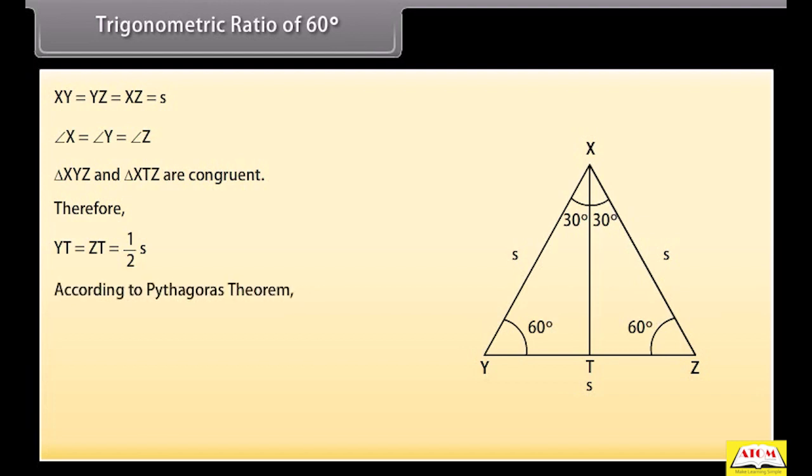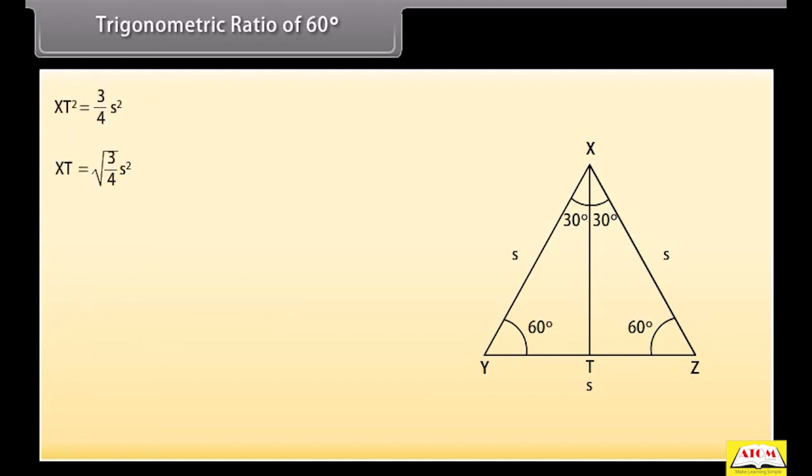According to Pythagoras' theorem, XT square plus YT square is equal to XY square. By substituting the values, we get XT square plus 1 upon 2 s whole square is equal to s square. By calculating it, we get XT is equal to square root 3 upon 4 s square, which is square root 3 upon 2 s. Sin 60 degree is equal to XT upon XY, which equals square root 3 upon 2 s upon s, equals square root 3 upon 2.